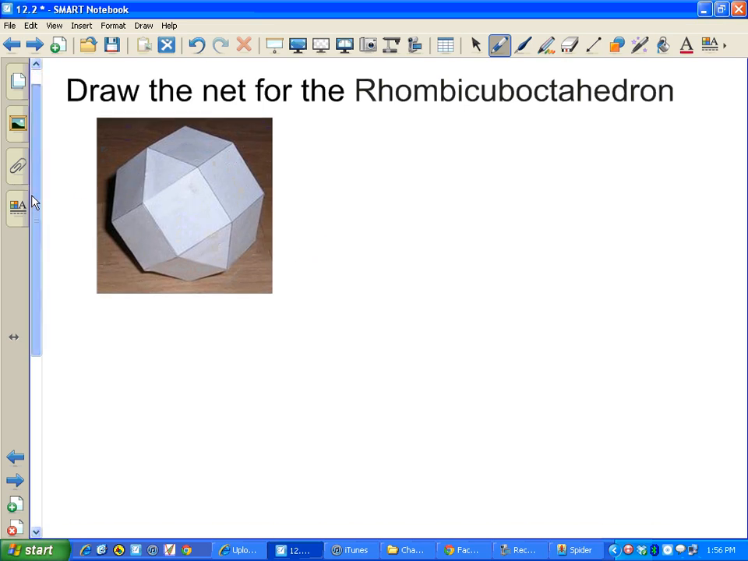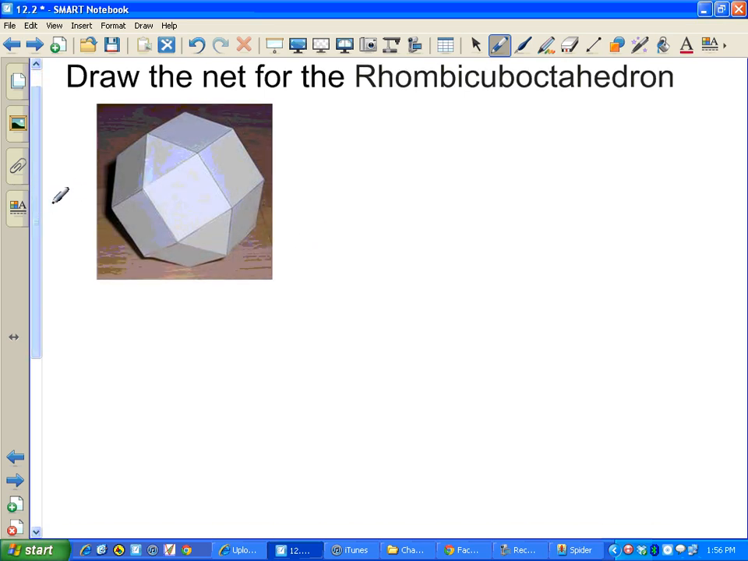So I want you guys to take a minute and try to draw the net for the rhombocube octahedron. Okay, so if you look at it, it's squares going around this way. And then we've got triangles that fill in the little gaps.